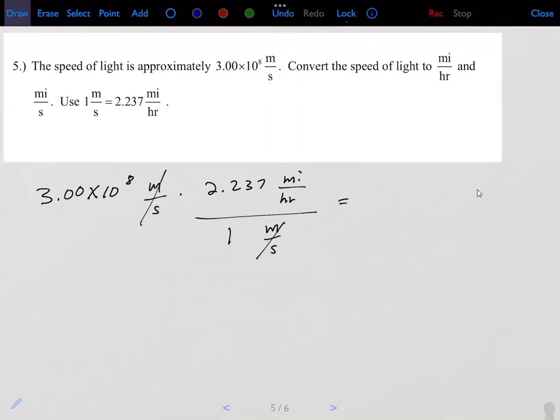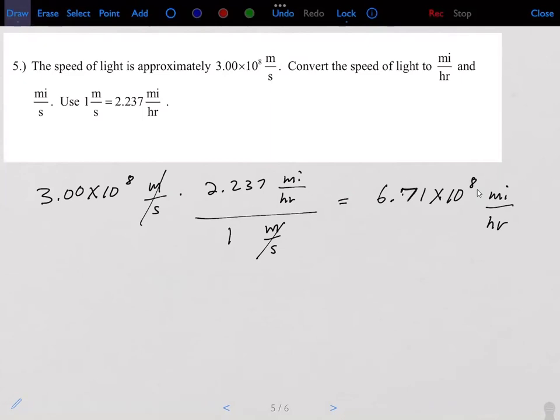And if you work that out, this is going to be like 6.71 times 10 to the 8th. And now it'll be in miles per hour.